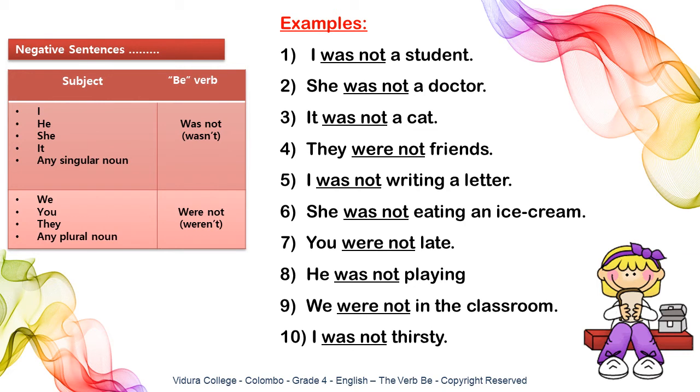Let's see a few examples for the negative sentences. I was not a student. She was not a doctor. It was not a cat. They were not friends. I was not writing a letter. She was not eating an ice cream. You were not late. He was not playing. We were not in the classroom. I was not thirsty. Like that, you can make negative sentences.